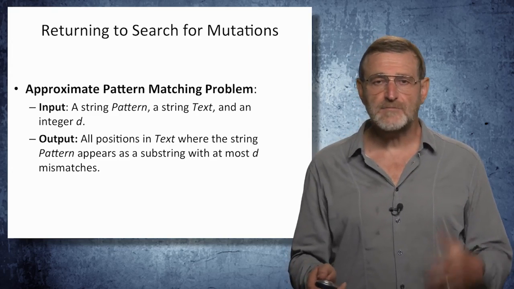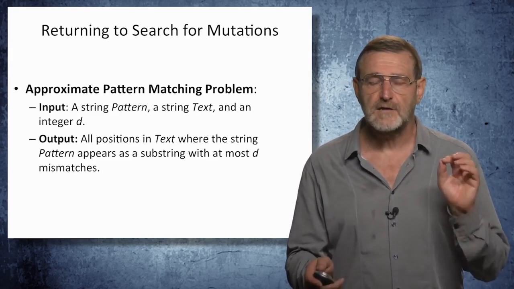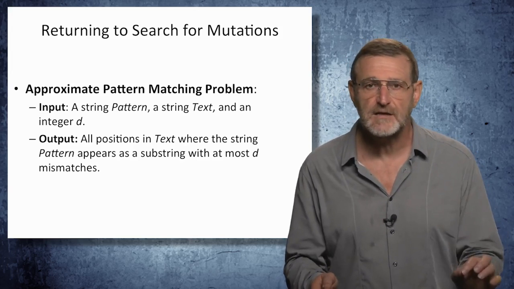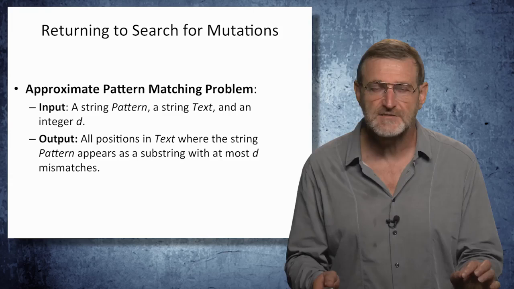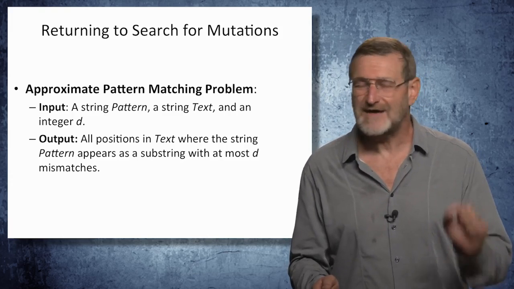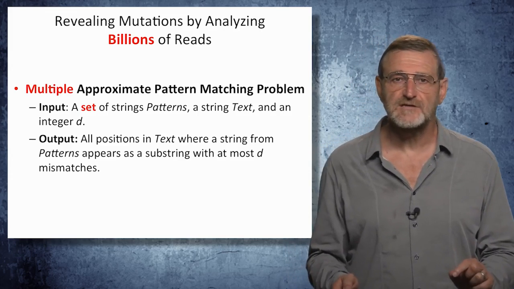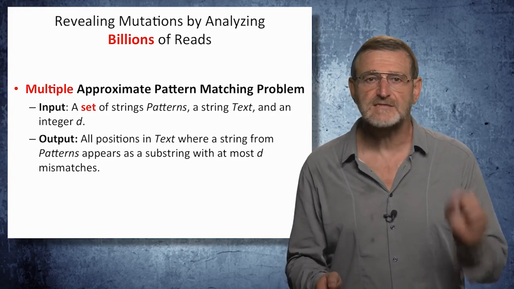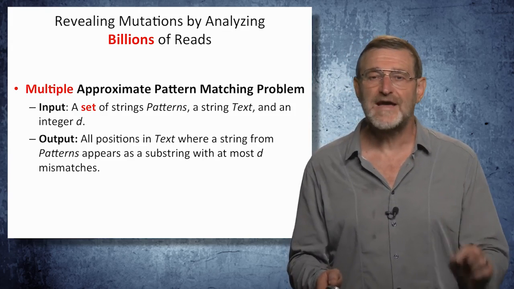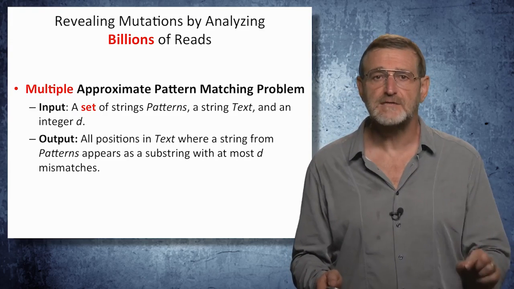An approximate pattern matching problem is given a string pattern, a string text, and an integer d. We try to find all positions in text where the string pattern appears as a substring with at most d mismatches. I'm sure you can come up with a fast algorithm for solving this problem, but I'm really interested in a more difficult problem, multiply approximate pattern matching. A set of string patterns, a string text, and an integer d is an input, and we want to find all positions in text where a string from patterns appears as a substring with at most d mismatches.